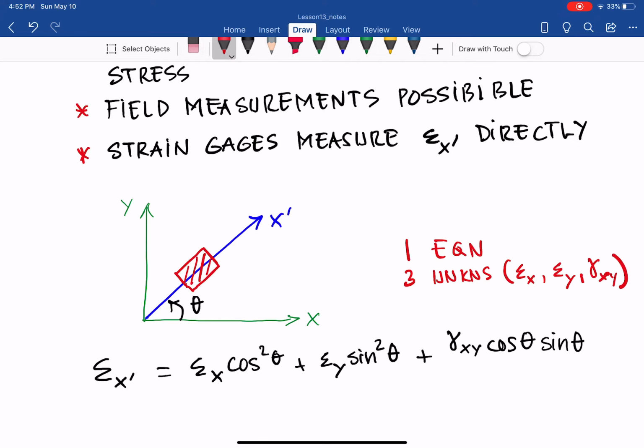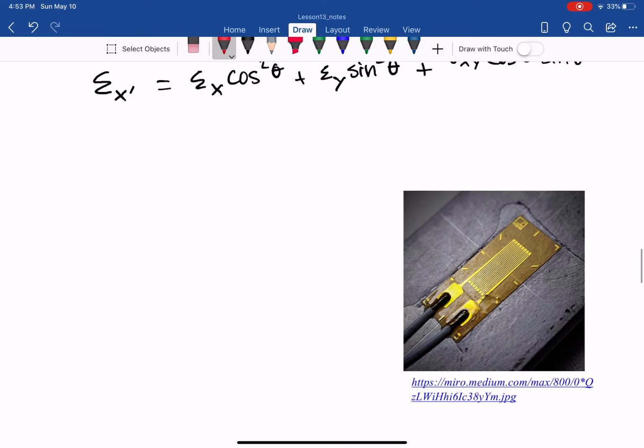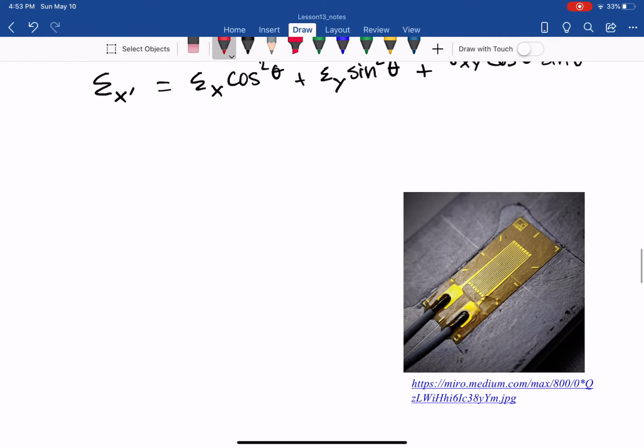Instead of installing only one strain gauge, we can install three of them. Then we have three equations, and with that we are able to solve the three unknowns. And that comes up to the next topic, the strain gauge rosette. So we can install three strain gauges in a rosette setting.